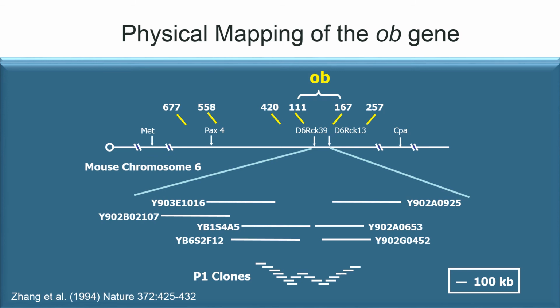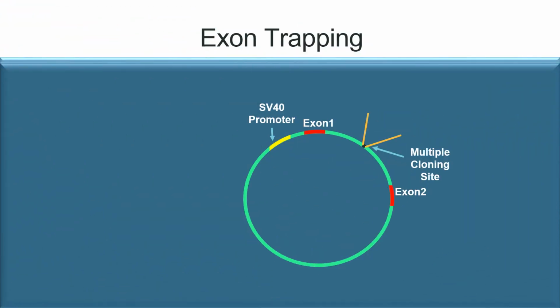So what they did was they used a very, very clever analysis. Using these pieces of DNA that they knew spanned their target region, they used a clever technique called exon trapping. In exon trapping, you use a vector, which is a piece of circular DNA that can be expressed in bacteria and other kinds of cells.